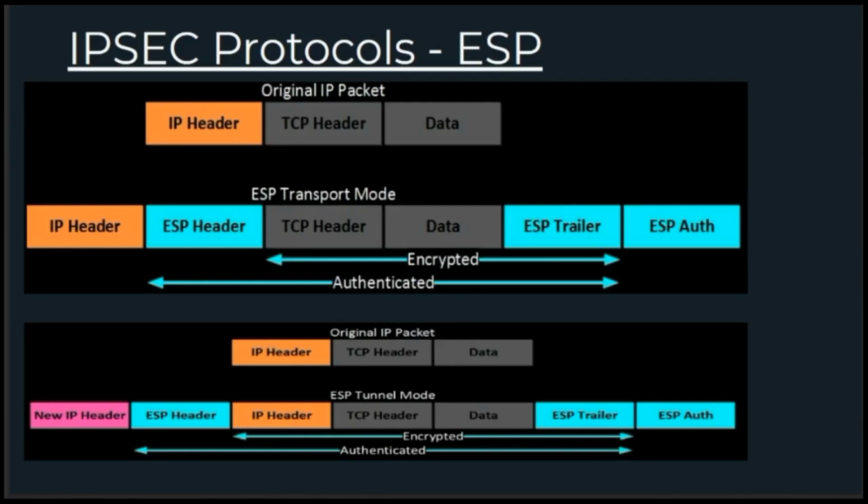You can see that we added the ESP header and trailer. Our transport layer and payload will be encrypted. It also offers authentication, but unlike AH, it's not for the entire IP packet. ESP in tunnel mode uses a new IP header, which is useful for site-to-site VPN. It's similar to transport mode, and we add a new header. The original IP header is also encrypted.